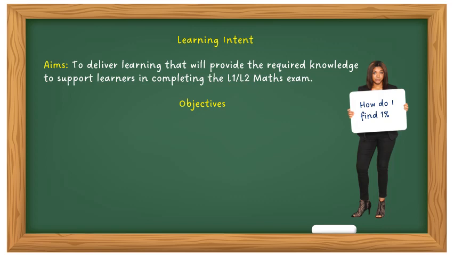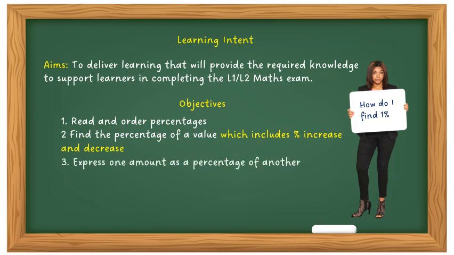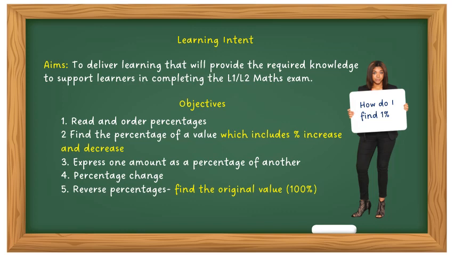The aim of today's session is to deliver learning that will provide the required knowledge to support learners in completing the Level 1 and Level 2 Maths exam. So the objectives are: read and order percentages, find the percentage of a value which includes percentage increase and decrease, express one amount as a percentage of another, percentage change, and reverse percentages. And that's how to find out the original value.